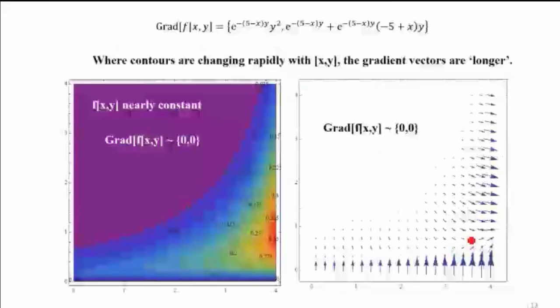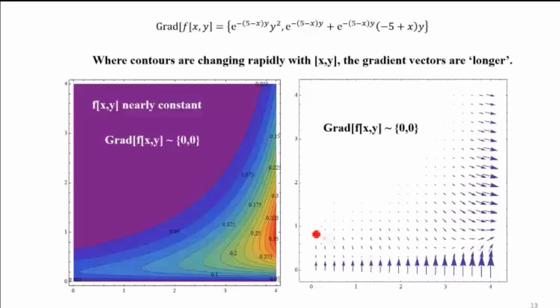Okay, so now I want to show you the two together in terms of the contours here and the gradient. So you'll notice that if the contours are very, very close, that represents a rapid change in the function f of x,y. And that's where the arrows are the longest. And notice that they're in the direction of the rapid change of the function. So here they're this way, and over here they're coming in like that.